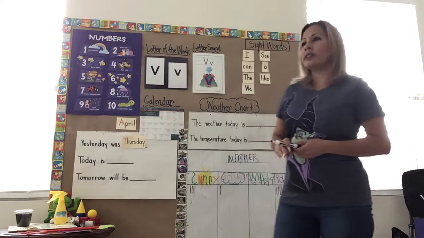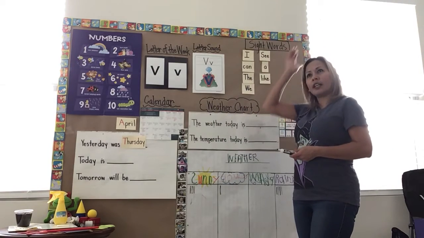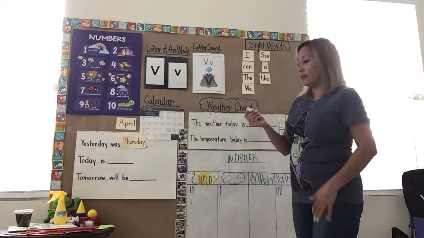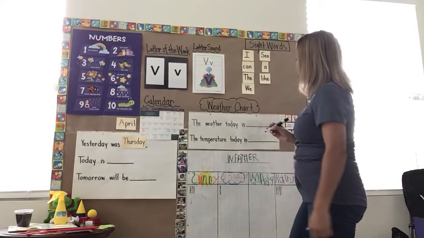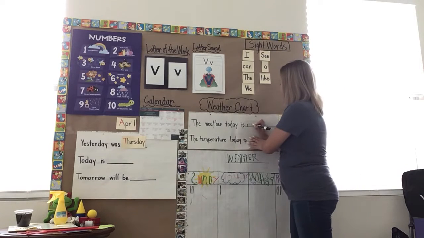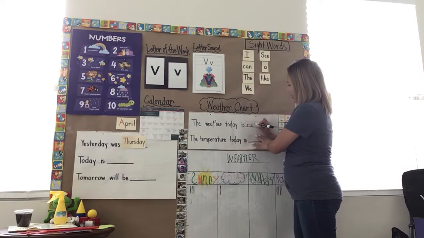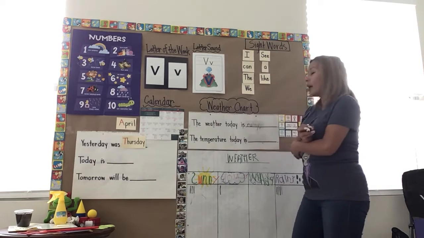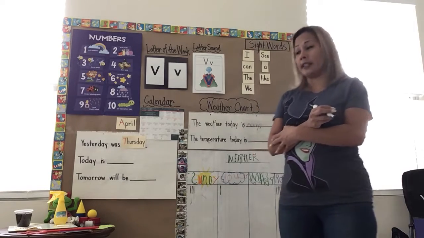Rainy. What letter makes the sound? R. Okay, get your paper and pencil and let's write the word rainy. First letter is R. Then A, I, N, Y. The weather today is rainy.